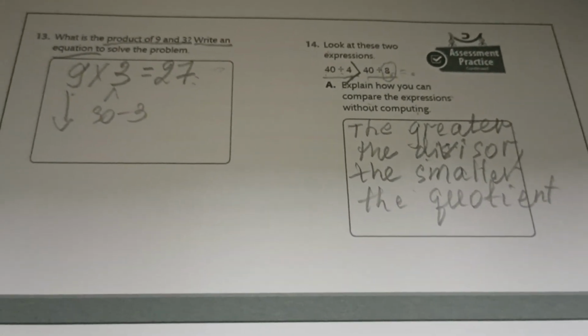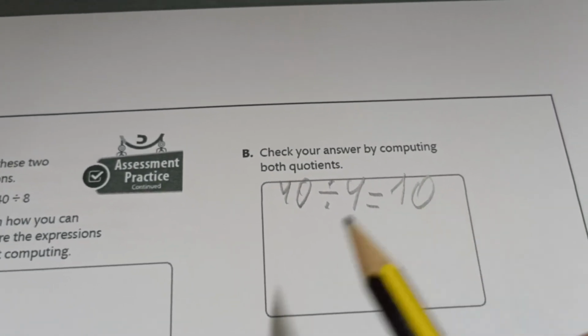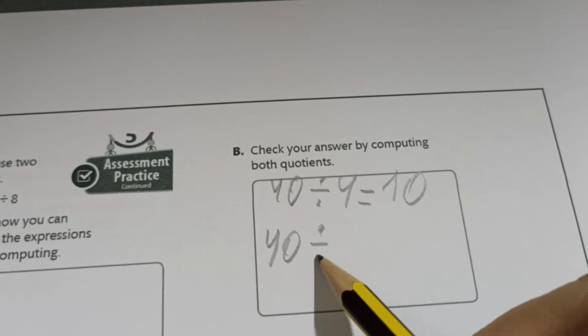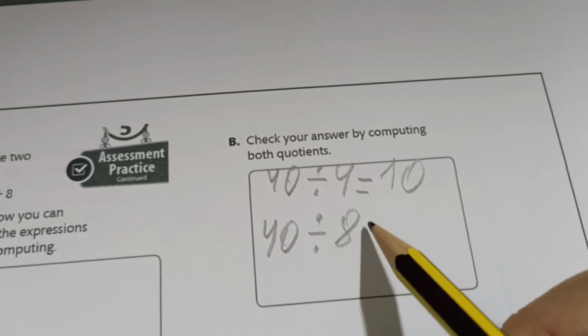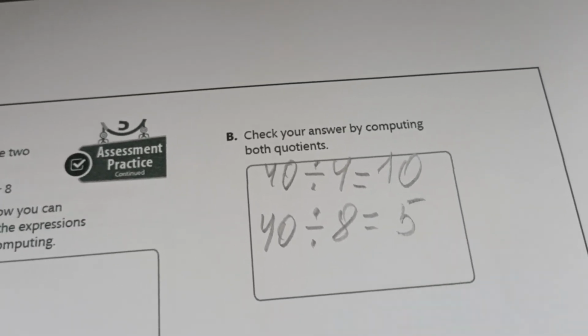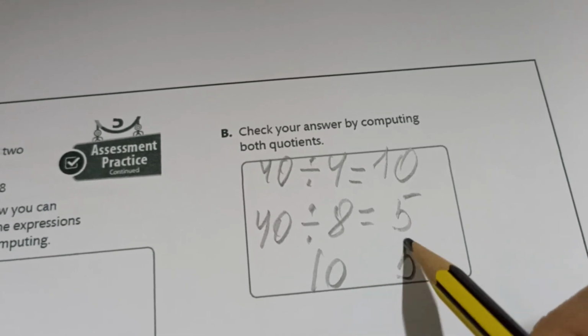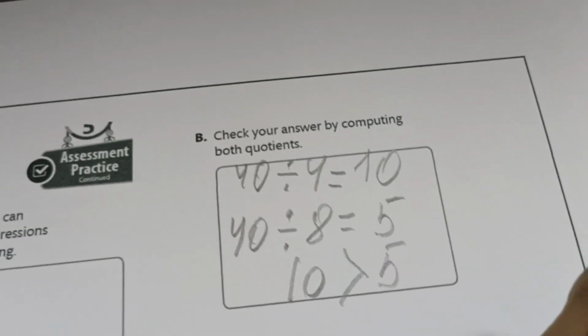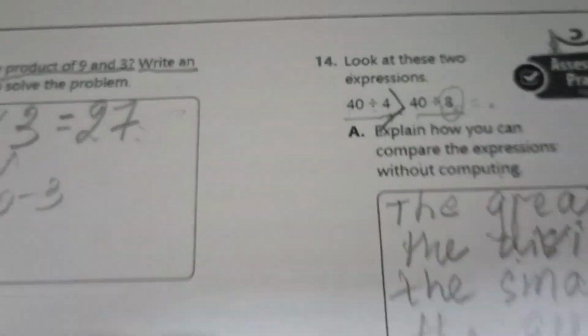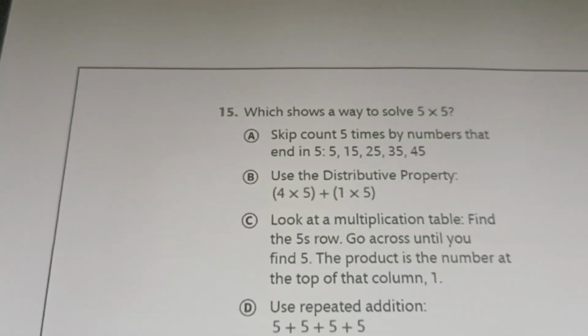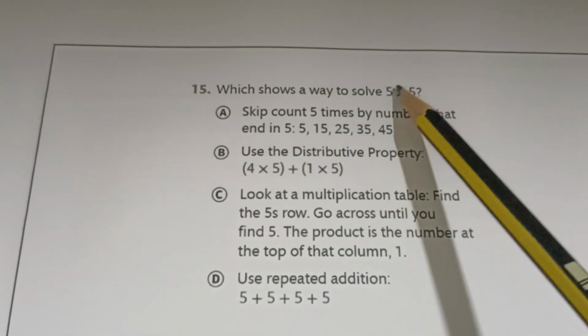So, 40 divided by 4 is going to be 10. But 40 divided by 8 is going to be 5. So, what number is greater, 10 or 5? Of course, this number is greater. That's why this expression is greater, okay? This is about that rule. And number 15, which shows a way to solve 5 times 5.